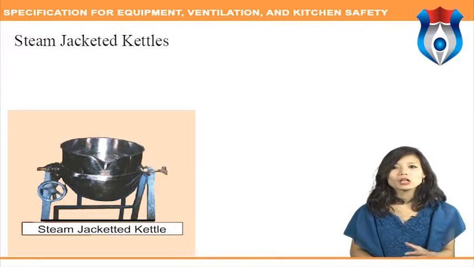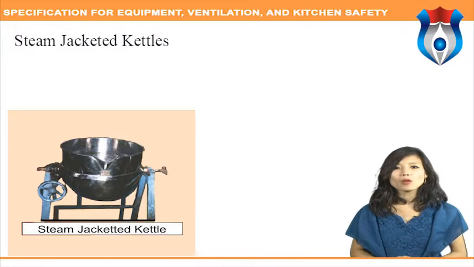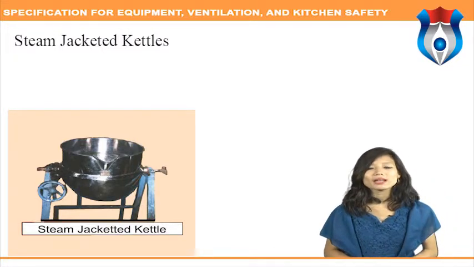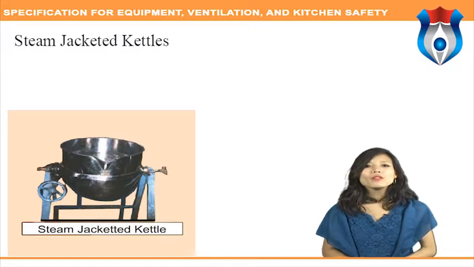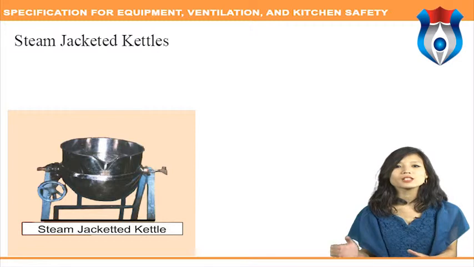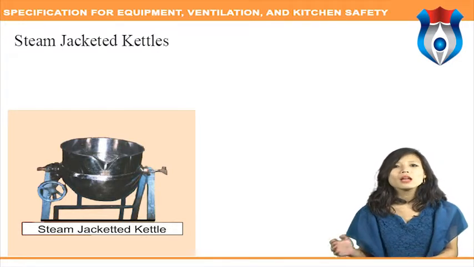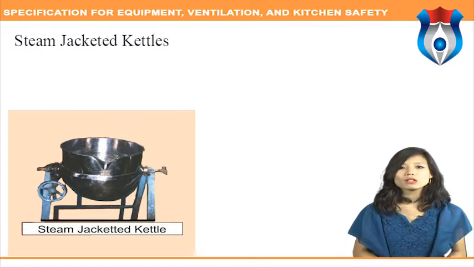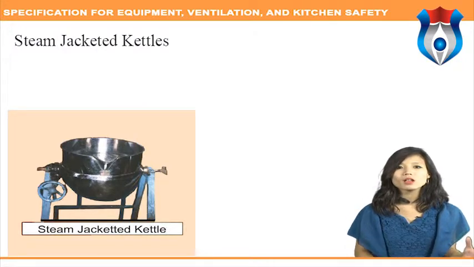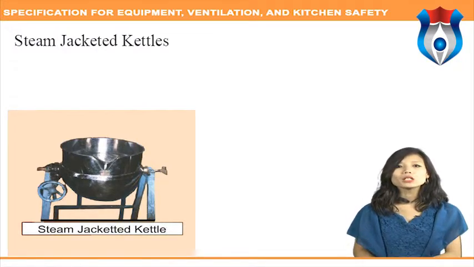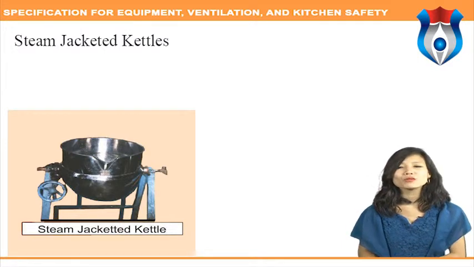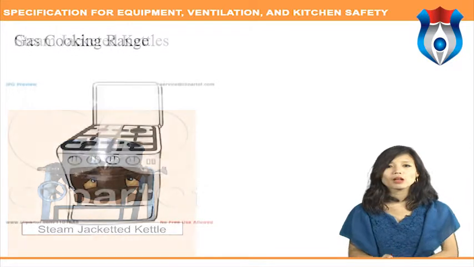The amount of heat input is dependent upon the pressure and amount of steam allowed to enter the jacketed area. There is a pressure gauge to indicate the pressure. In case excess pressure is let into the jacket, there is a pressure or air release valve to reduce the pressure. These kettles are used to cook rice, dal, boil milk and cook vegetables. They are available in 50, 100, 200 and 300 liters.